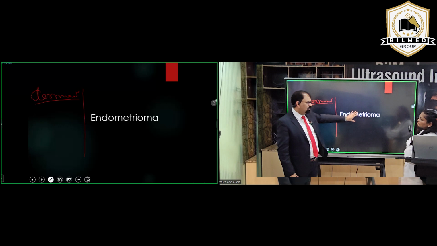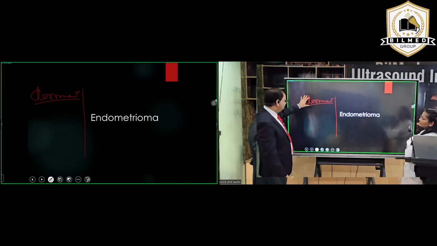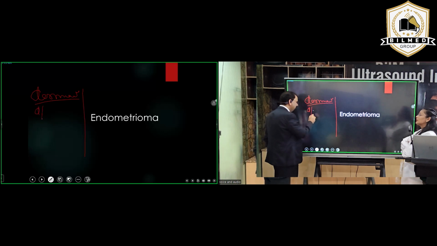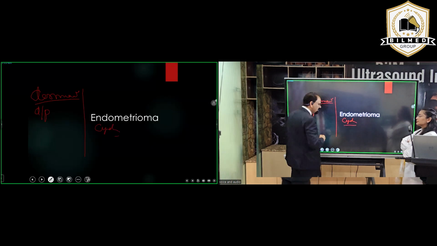In endometrioma, what about the pain? Will it be persistent? Yeah, it will be persistent. Persistent or cyclic? It will be mostly cyclic. It may be persistent. Will it be cyclic over here in dermoid? No. So it will be dull and persistent over here. Dull and persistent. Over here it will be more of cyclical.